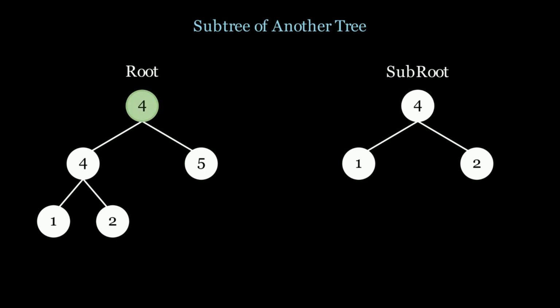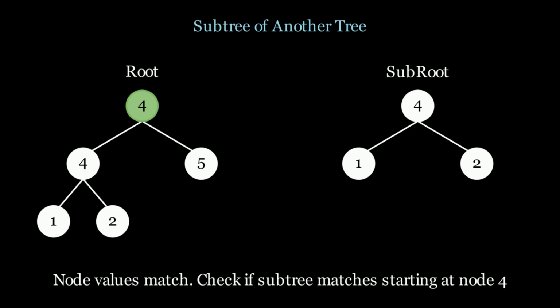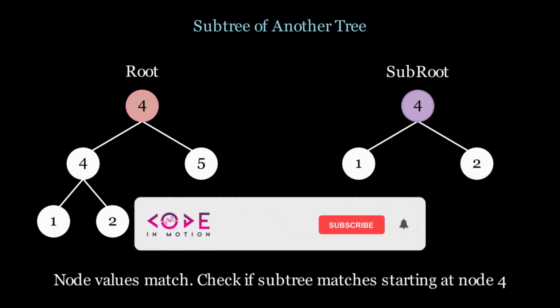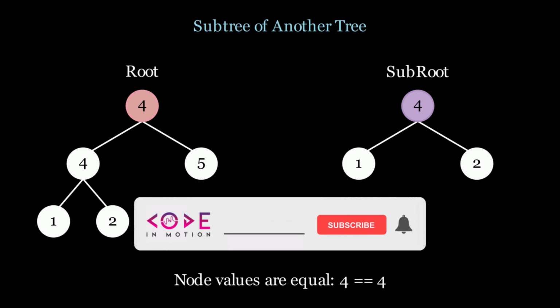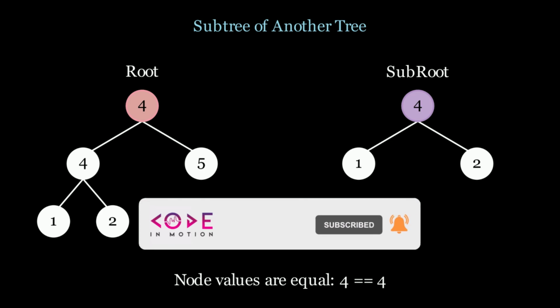Let's scan the first element in the root, and that's a 4. In this case, 4 is the same exact root element of the subRoot, right? So since the node values match, let's check if the subtrees are equal. We're going to start a new recursive iteration, and we're going to recursively check, are these two trees equal, starting from the root node? The nodes are equal in this case, 4 is equal to 4, but now we need to check the left and right subtrees to determine if they're equal as well.